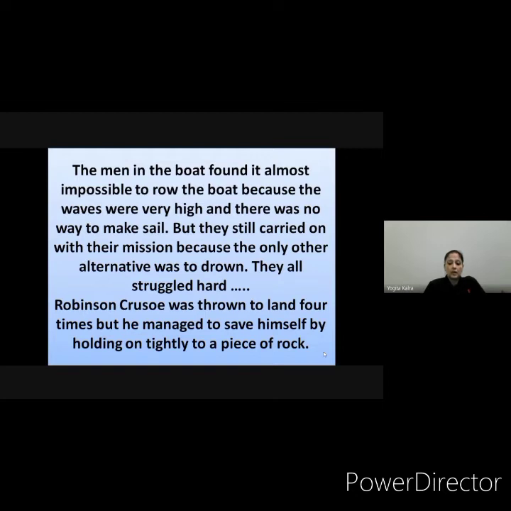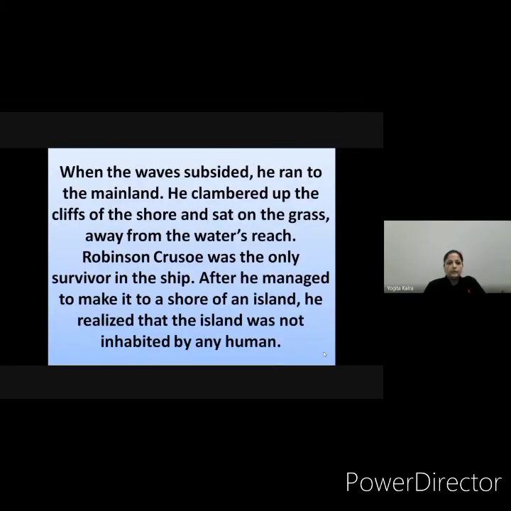They all struggled hard. Robinson Crusoe was thrown to land 4 times, but he managed to save himself by holding on tightly to a piece of rock. When the waves subsided, he ran to the mainland. He clambered up the cliffs of the shore and sat on the grass away from the water's reach.